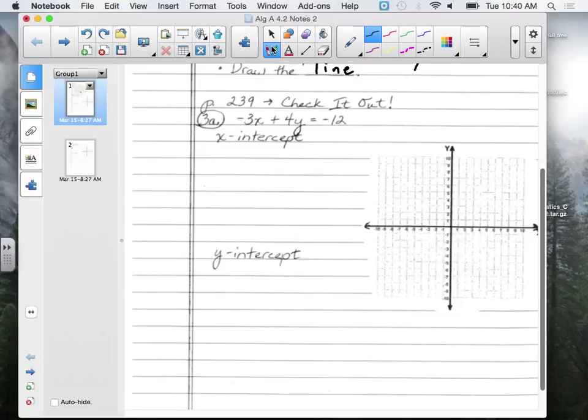All right, so we're trying to find the x-intercept, right? Or finding both of them. But first we're going to do the x-intercept. So to find that, we plug in 0 for y. x plus 12.